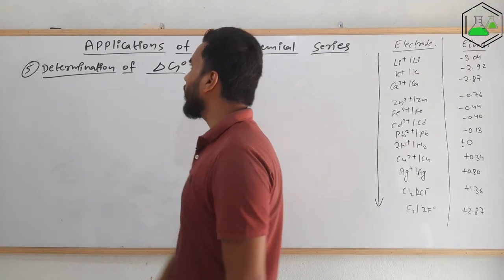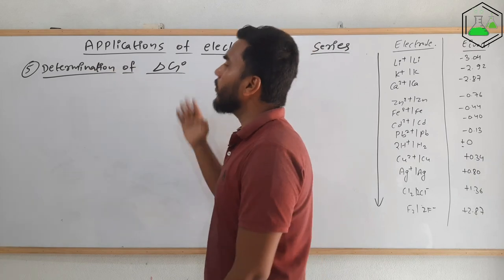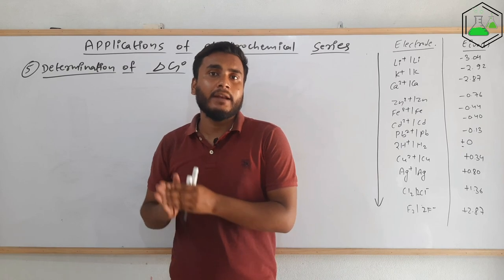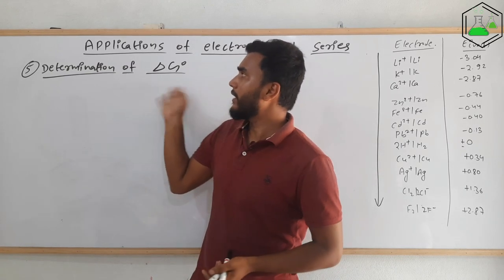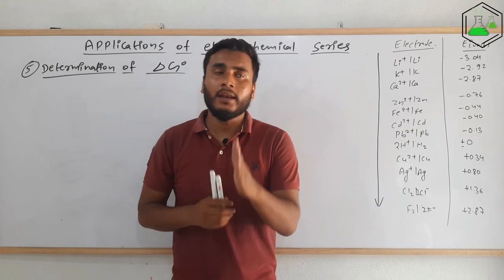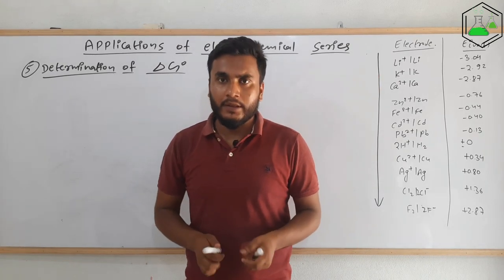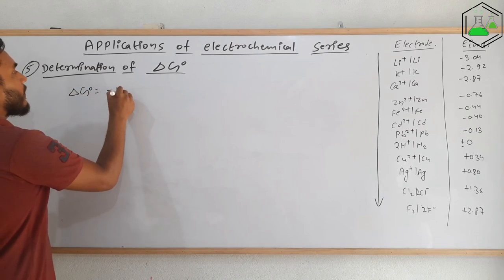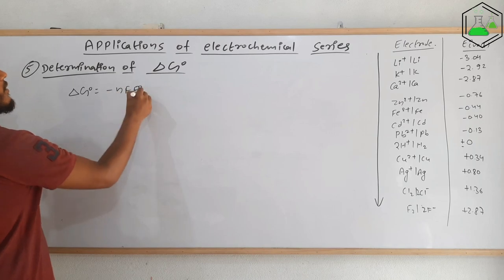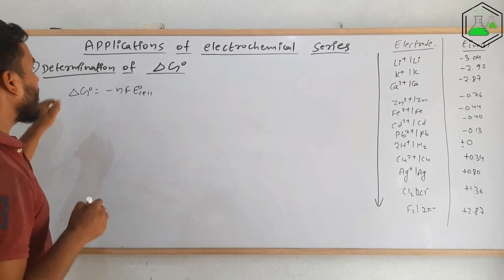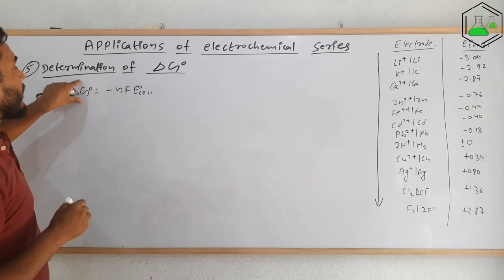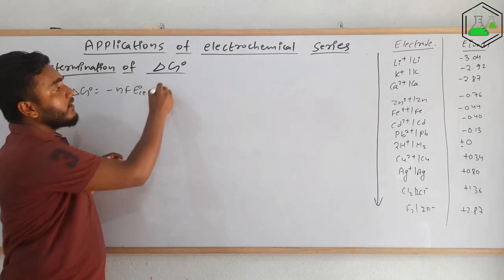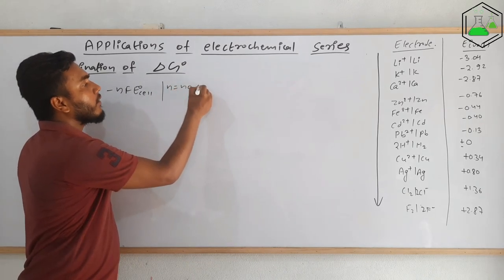The fifth application of electrochemical series is determination of del G naught. Del G naught means, yes, you are correct, standard free energy change. So we can easily calculate the value of del G naught of any cell with the help of electrochemical series. By using the formula, del G naught is equal to minus nFE naught. This is the formula by using which we can easily calculate the value of standard free energy change of any cell, where n means number of electrons migrating.